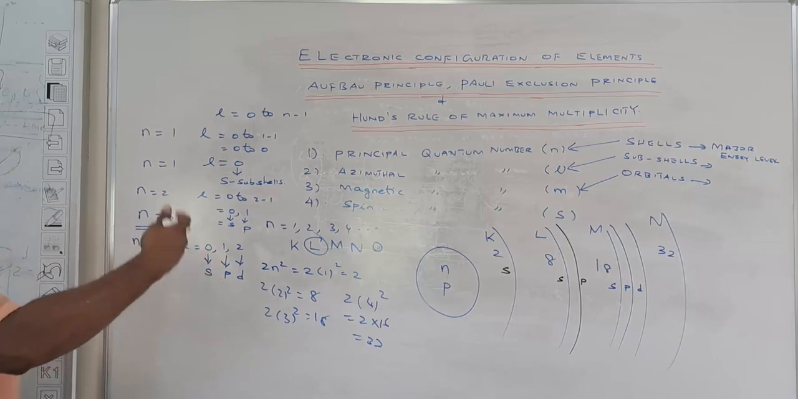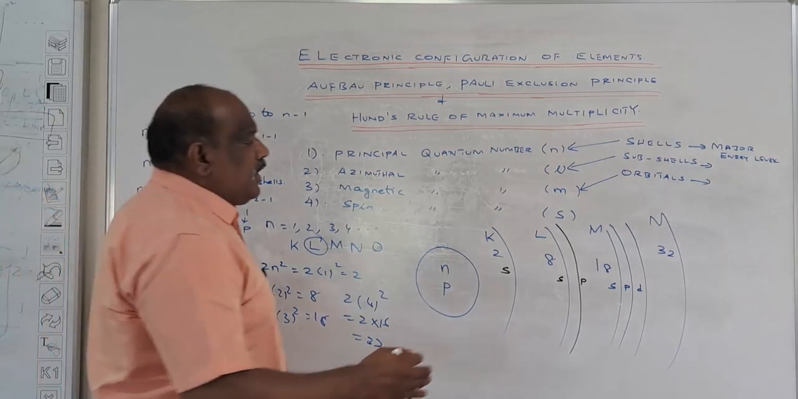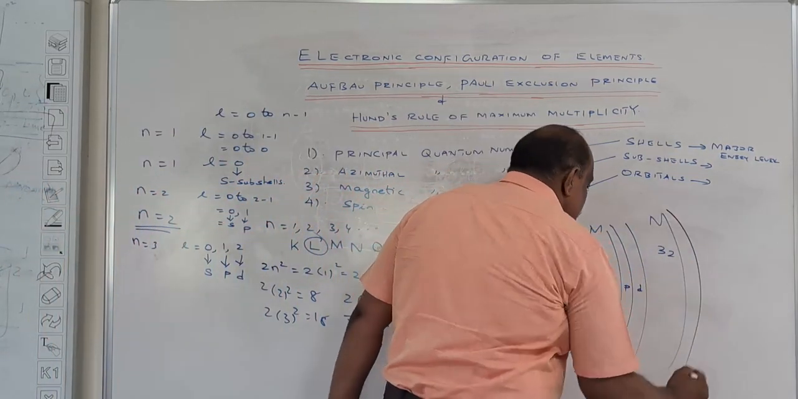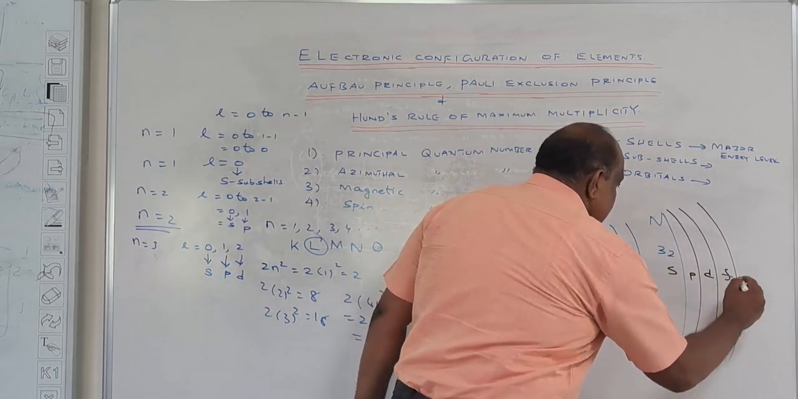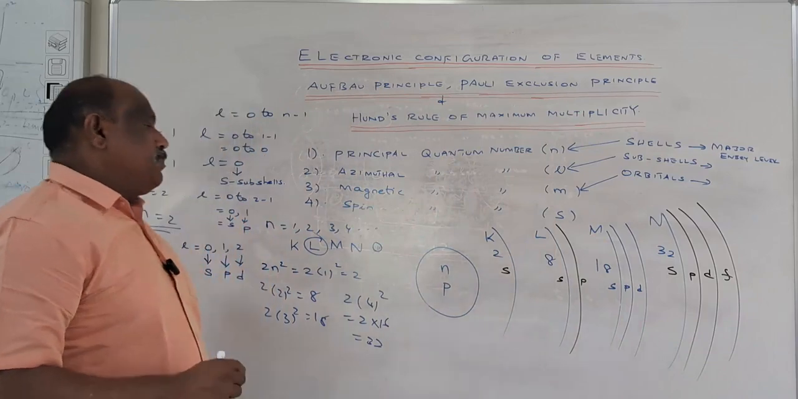So what is the max? Similarly, we can go ahead. When I come into the N shell, it will have 4 subshells. It will be S, P, D, F. If I proceed like this, it will end up with S, P, D, F.